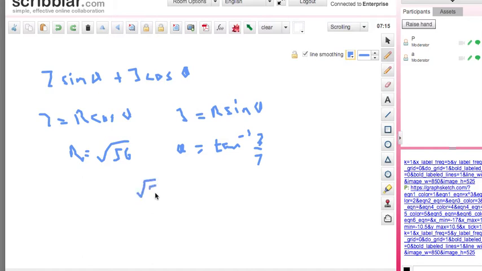So it's going to give us a new wave, which is a sine wave, a new amplitude of root 56. Sorry, it's not root 56, is it? You probably noticed that it's root 58. You do have to be able to add numbers together. That does help. So root 58 sine theta plus whatever you got for that, so 0.6, say.